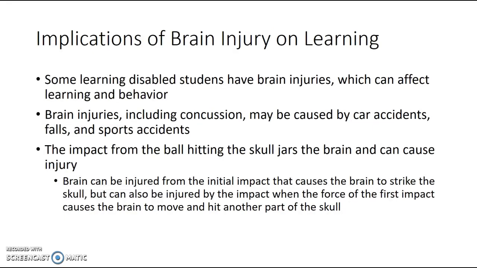There could be some implications of brain injury on learning. Some learning disabled students have brain injuries, which can affect learning and behavior. Brain injuries, including concussions, may be caused by car accidents, falls, and sports accidents. The impact from a ball hitting the skull jars the brain and can cause injury. Brains can be injured from the initial impact that causes the brain to strike the skull, but can also be injured when the force of the first impact causes the brain to move and hit another part of the skull.